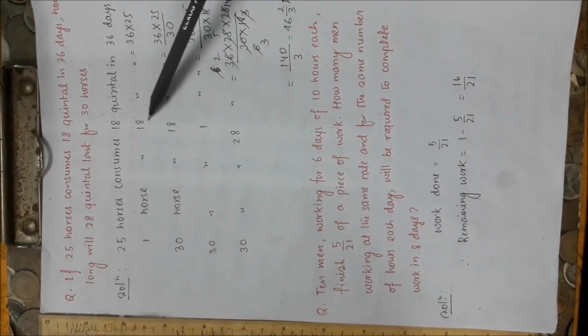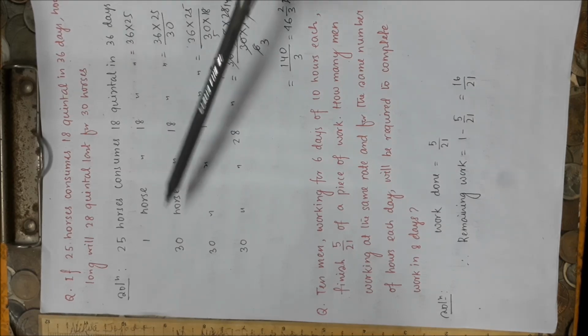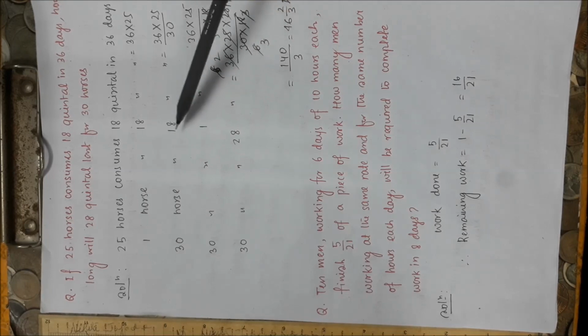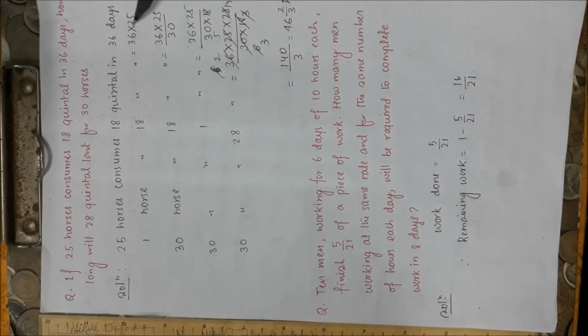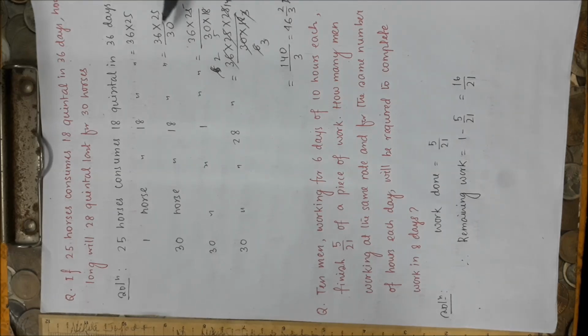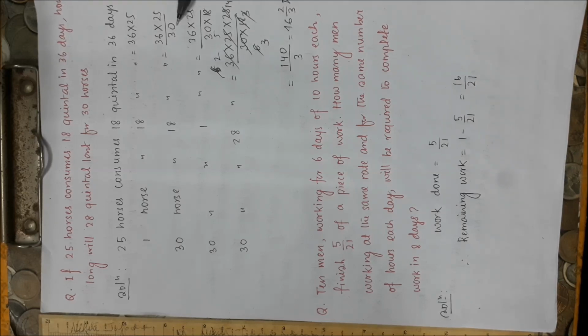Now we are keeping this quantity, 18 quintal, the same. Now 30 horses consume 18 quintal in, so one horse takes this much time. So 30 horses will take less time. So 36 into 25 by 30.